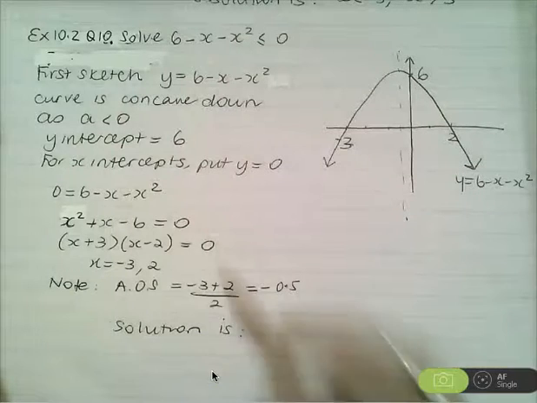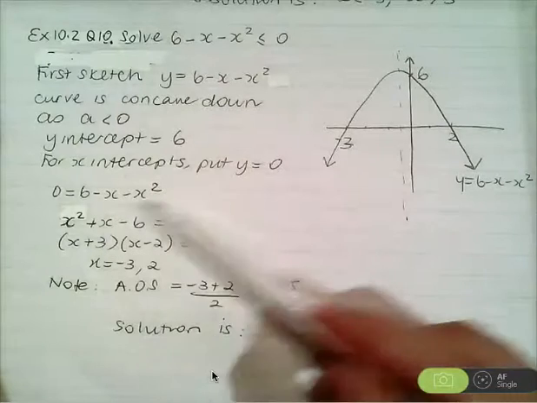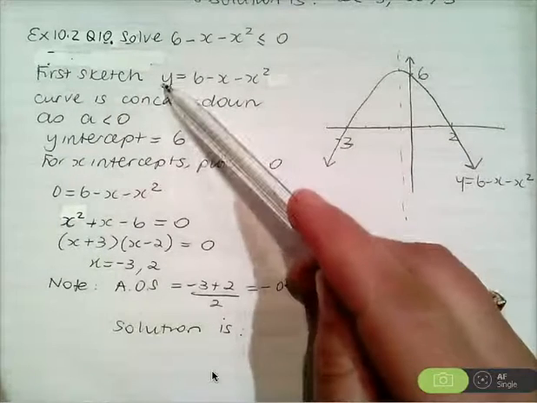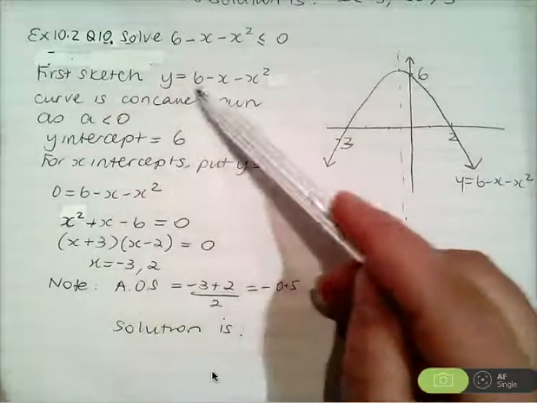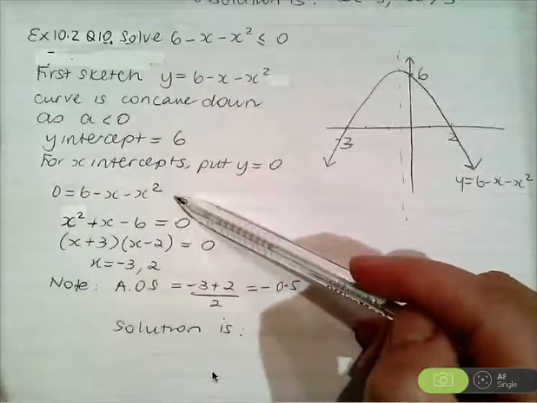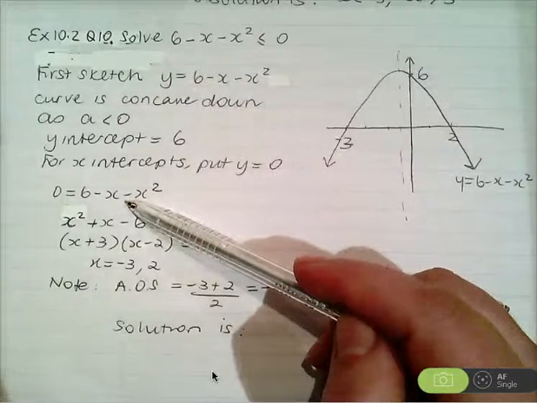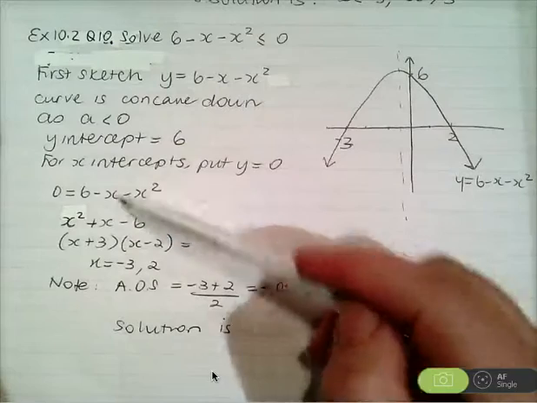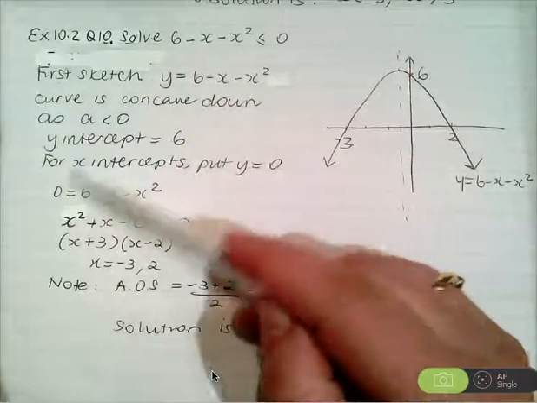Okay, so as I was saying, to work out the x-intercepts, you put y equals 0 here, so we get 0 equals 6 minus x squared, and that's written down here. Now, it is a little bit difficult to factorize something with a negative x squared, so we're going to take everything over to the other side.